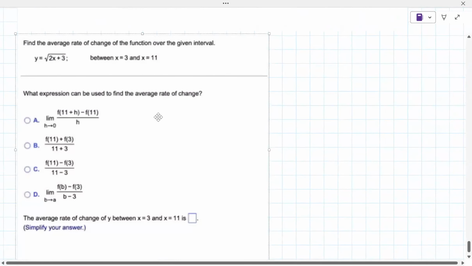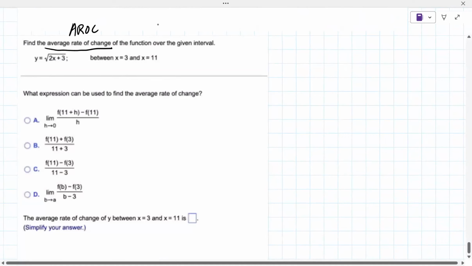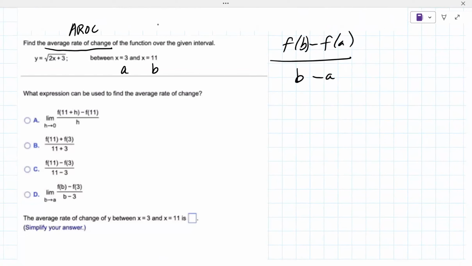Okay, next question here says find the average rate of change of the function between the given interval. Average rate of change, or AROC, is a given formula. It's f of b minus f of a over b minus a. But instead of b and a, you use these numbers. So a is 3, b is 11. So it's f of 11 minus f of 3 over 11 minus 3. And you can see that that's that one there. So if you can remember the rate of change, remember that it's subtraction and that it's got to have numbers. You don't really need to remember the formula. It's going to be in one of the multiple choices.